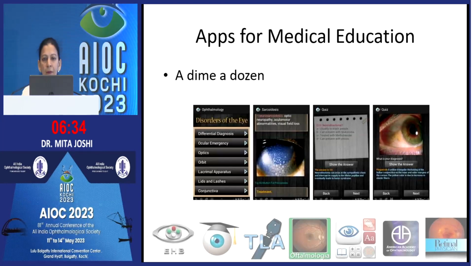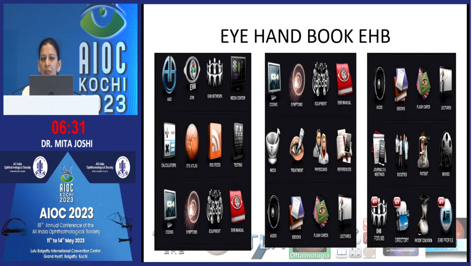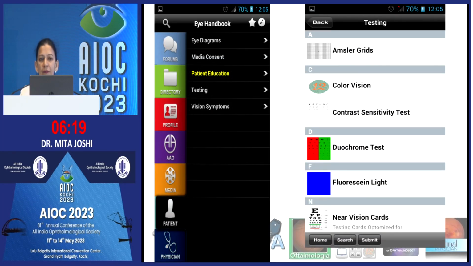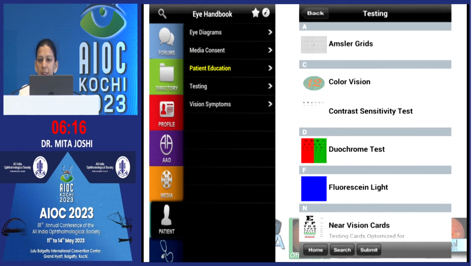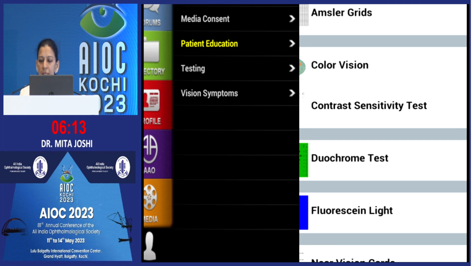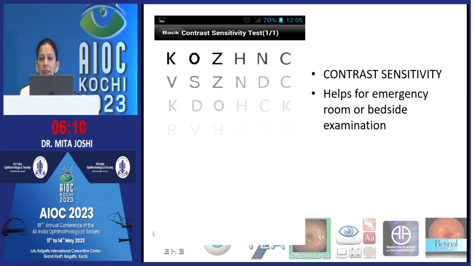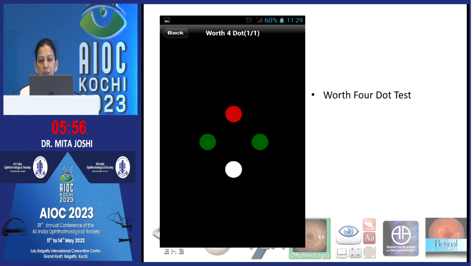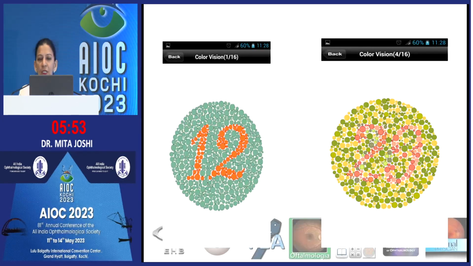Medical education, you have lots of apps. One of the most important ones is the I handbook, which has a lot of features which help us in day-to-day work. And you have diagrams, consent, patient education, and testing. So you have the Amsler grid, color vision, contrast sensitivity, duochrome test, fluorescent light there. Contrast sensitivity helps you in emergency room or bedside examination. And usually we don't have any charts with us handy for this, so we can use this for the contrast sensitivity testing. Worth 4 dot test, you always do the distant one on a vision chart, but for the near one, you can use this.